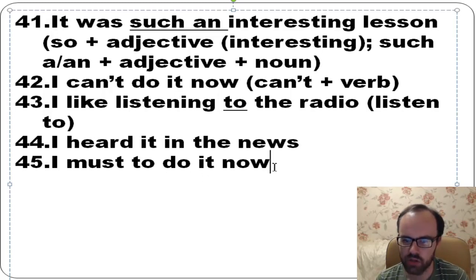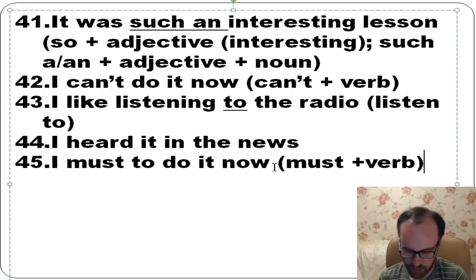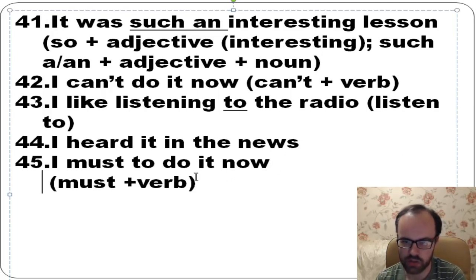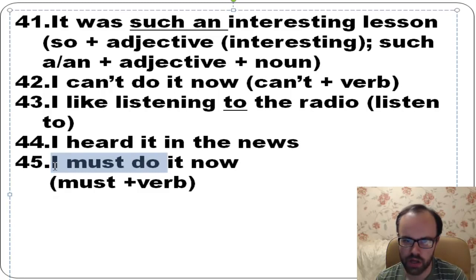I must to do it now. So you need to know how we say something with modal verbs. So can't plus verb or can plus verb and must plus verb. So don't use to. I must do it. Okay?